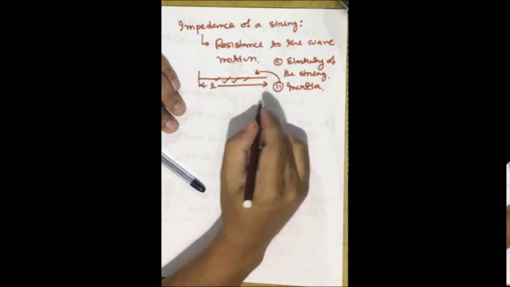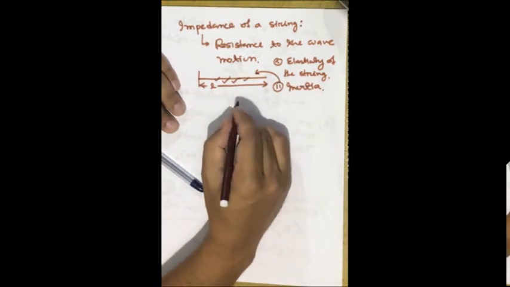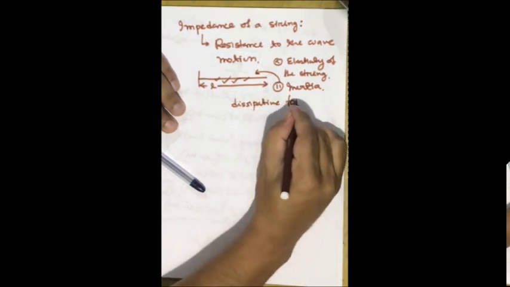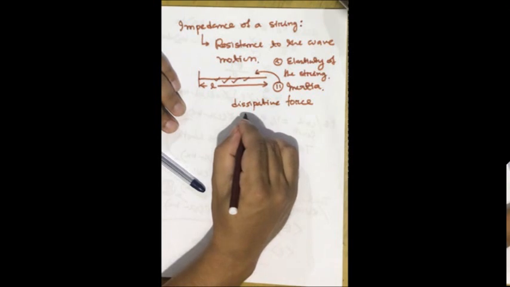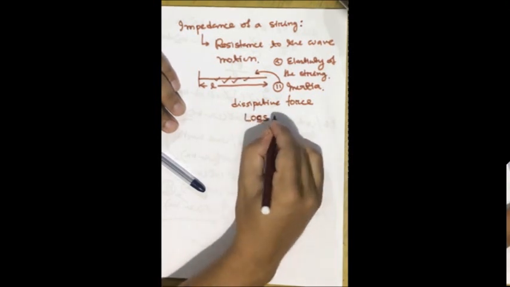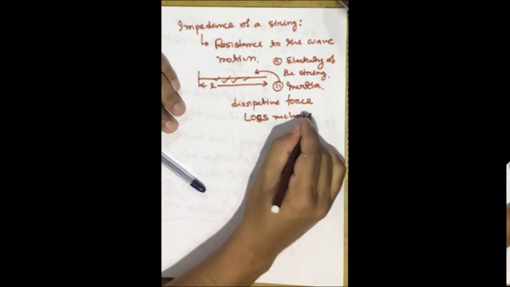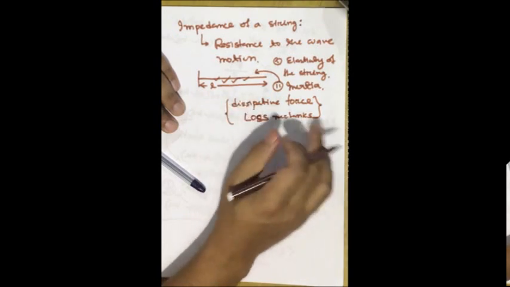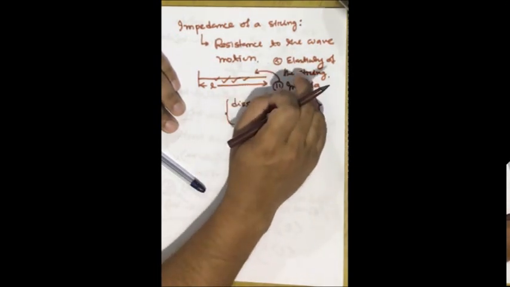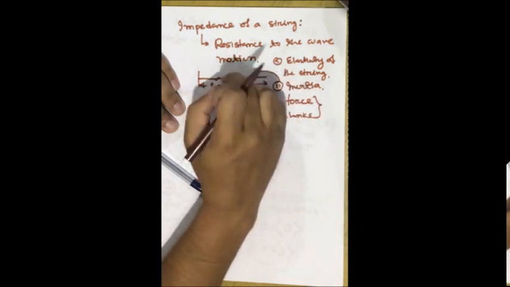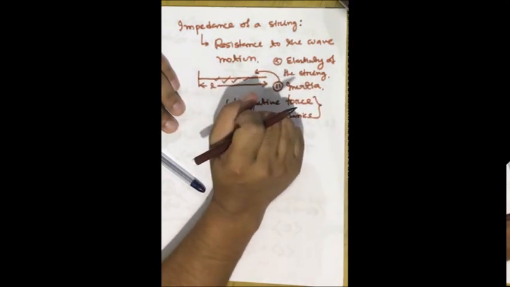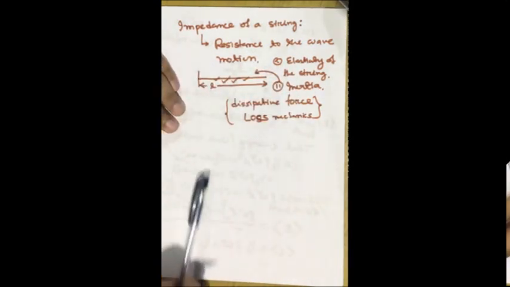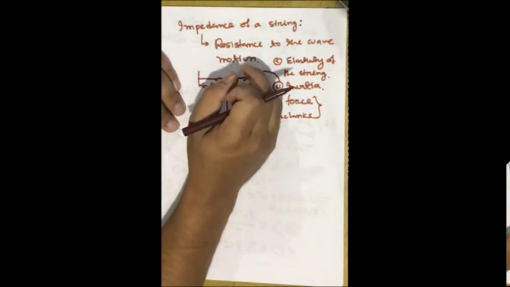There will be other factors also. For example, there may be some dissipative force present in the string, or there may be some loss mechanism present in the string system. Basically, we are going to ignore these two kinds of external loss mechanism and concentrate on how elasticity and inertia will oppose the wave propagation. Now, how can we define the impedance of a string mathematically?